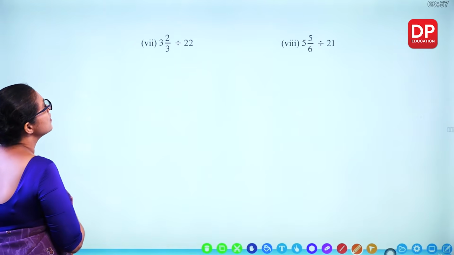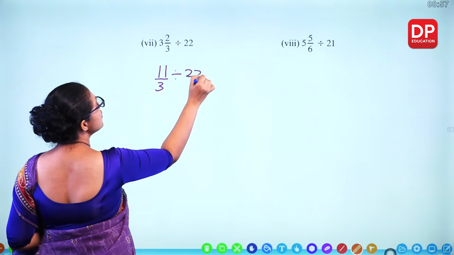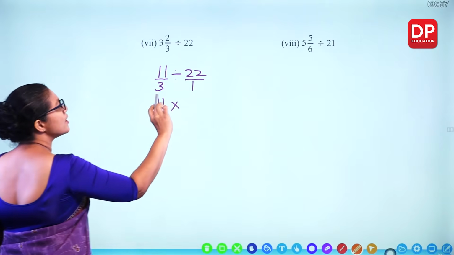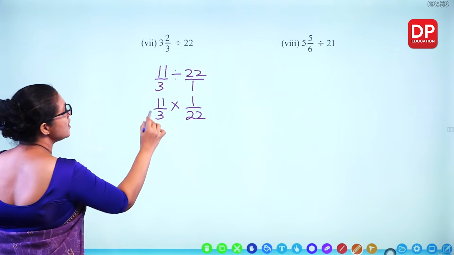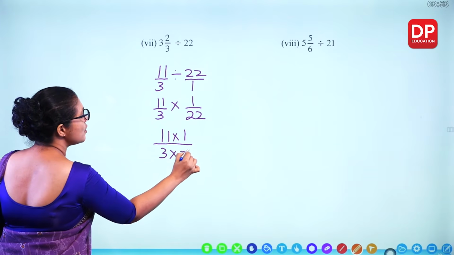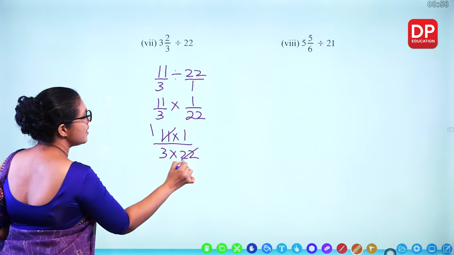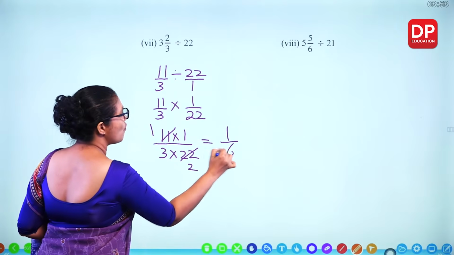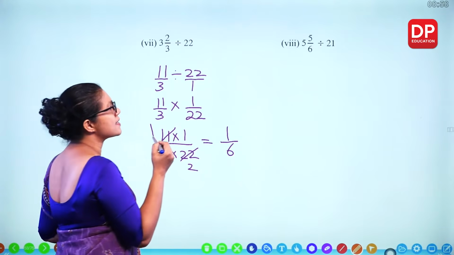This one. 3 times 3, 9. 9 plus 2, 11. Divide by 22. So 11/3 multiplied by its reciprocal. So upside down, 1/22. So convert this one. Now 11 times 1 in the numerator. Denominator you get 22. Now simplify. 11 times 1 and 11 times 2. So what's the answer? 1/6.